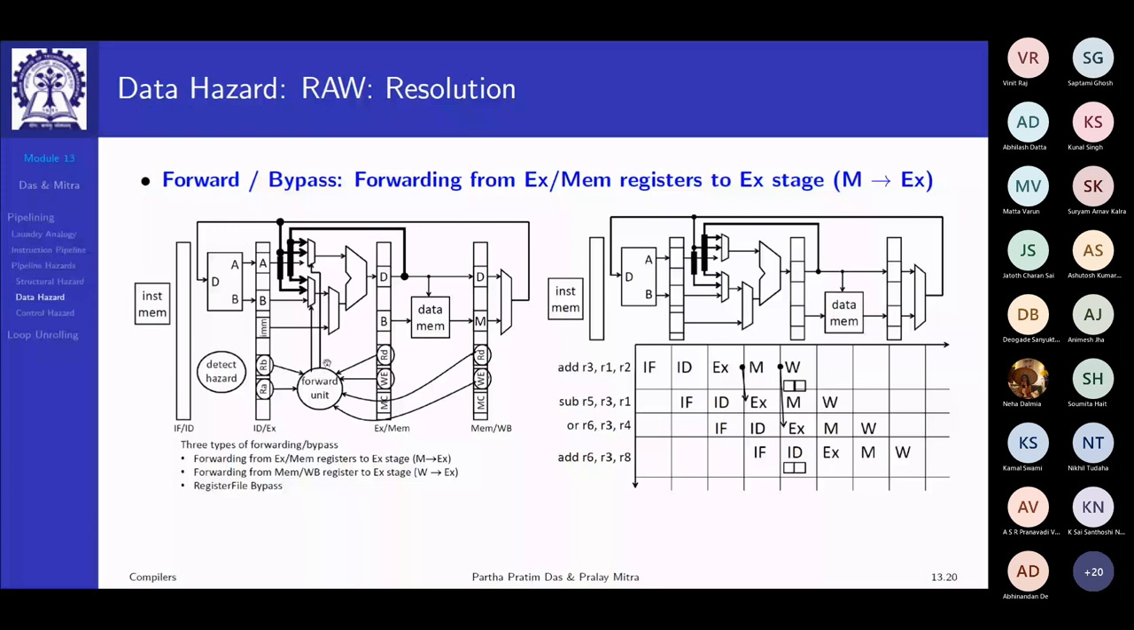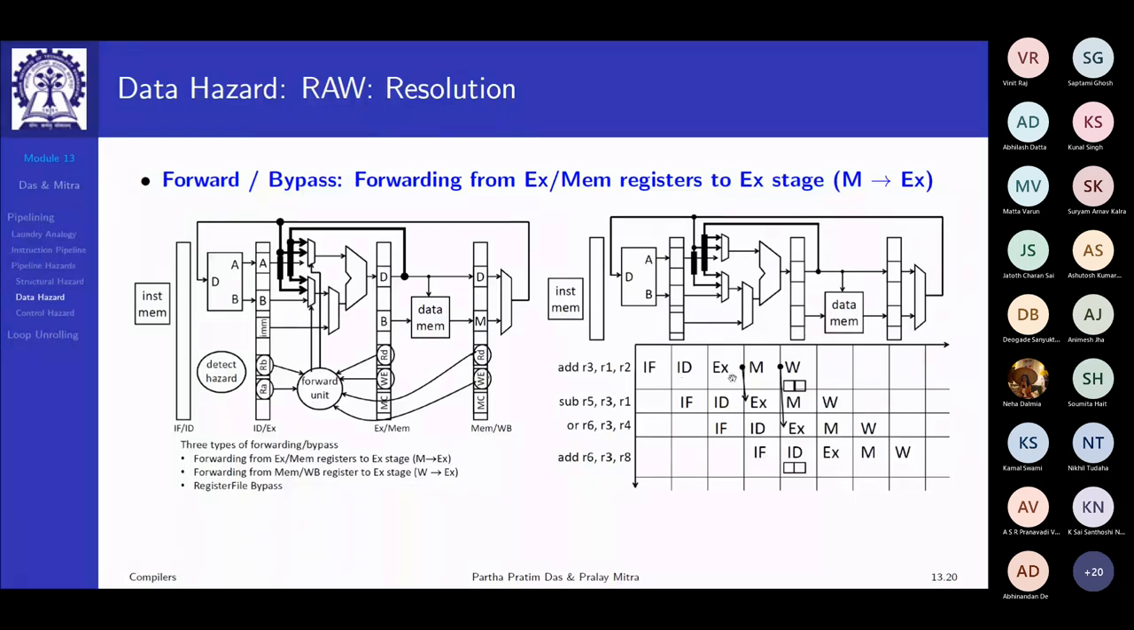So what does the forwarding unit do? Instead of letting the value read from the register file go on to the ALU, it tries to get the value from the future, because these are values already computed by the earlier instruction. So you can look at the add right here first.